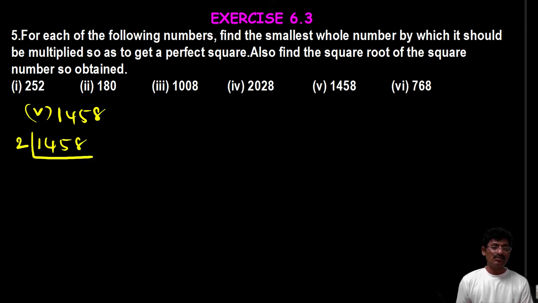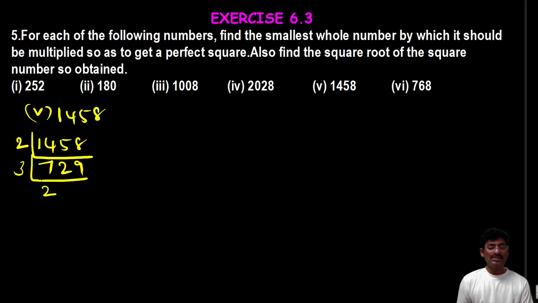First start with 2. 2 times 7 is 14, 5 will be there. 2 times 2 is 4, 1 will be there. 18, then 2 times 9 is 18. Now 729 we have. It is not divisible by 2. Actually it is divisible by 3.